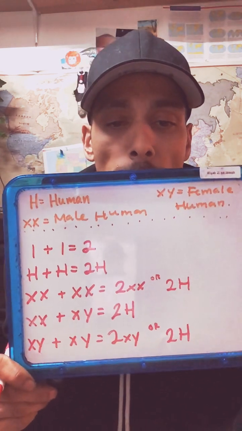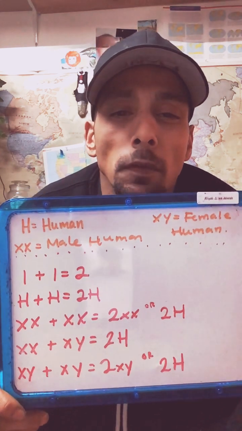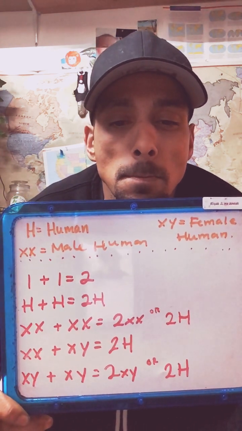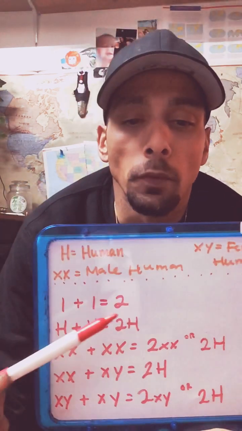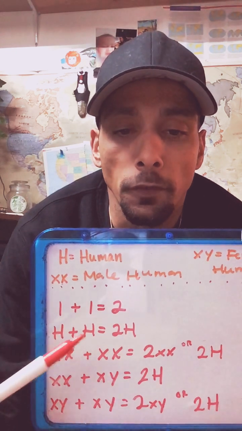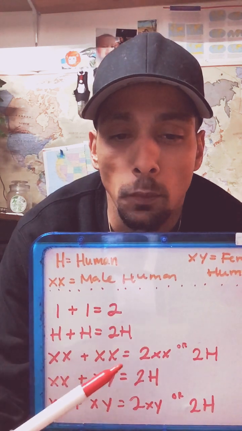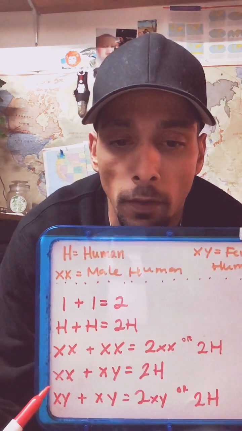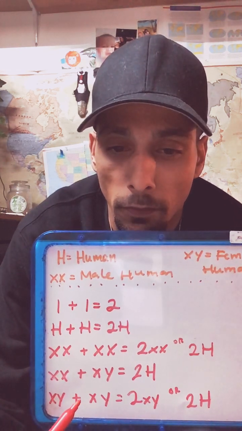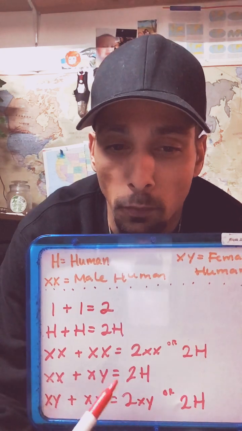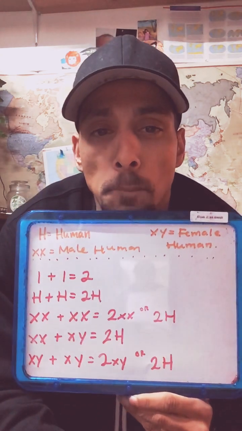Can we all agree that that is the same equation written differently? Obviously, 1 plus 1 equals 2. So 1 human plus a human equals 2 humans. Or you can say XX plus XX equals 2XX or 2 humans. XY plus XY equals 2 humans. XX plus XY equals 2 humans. XY plus XY equals 2XY or 2 humans. Pretty straightforward, right?